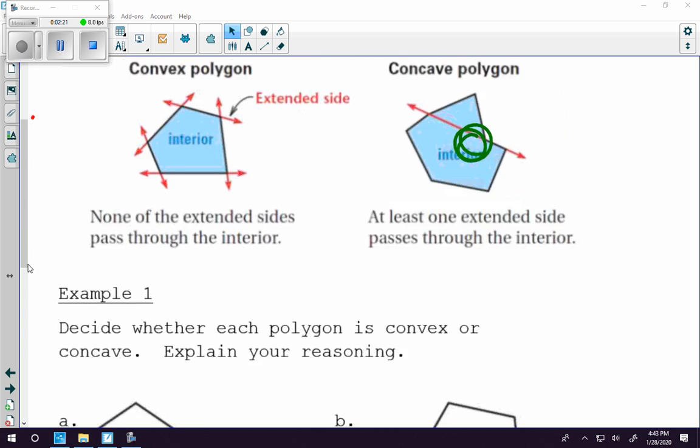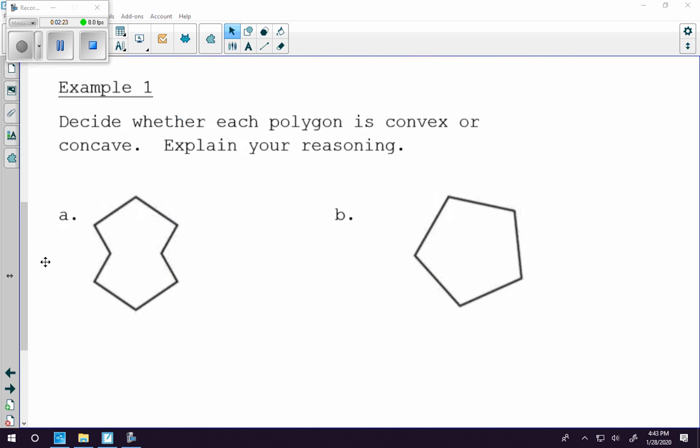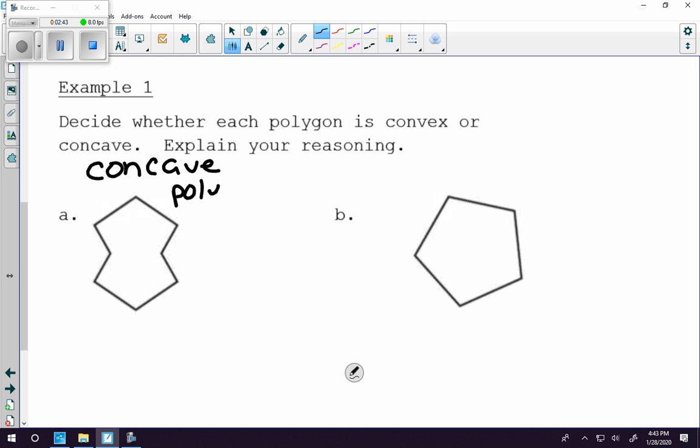We scroll down, take a look at example 1. It says decide whether each polygon is convex or concave. Explain your reasoning. If you look at part A, I notice that 2 of the vertices have been punched in. Therefore, letter A, this is definitely a concave polygon. Why? Because one or more vertices have been punched in. Letter B, that is definitely a convex polygon because no vertices have been punched in.